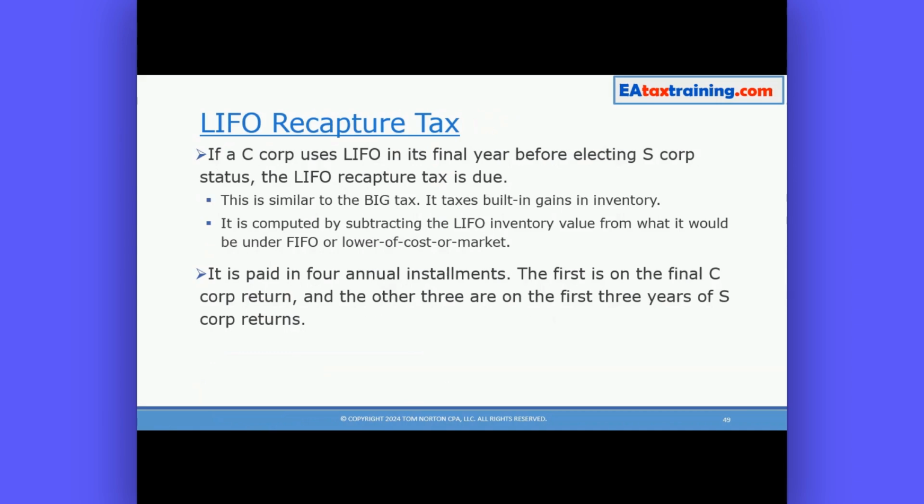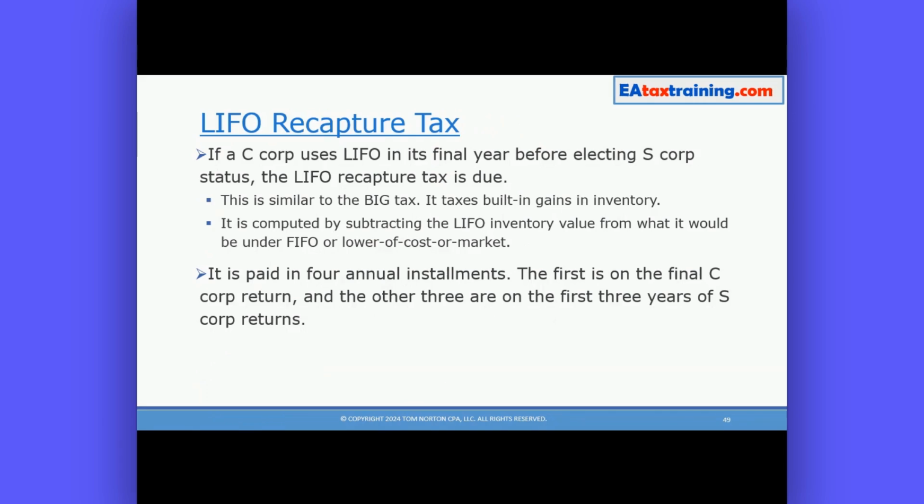LIFO recapture tax. If the C Corp uses LIFO in its final year before electing S Corp status, then the LIFO recapture tax is due. It's similar to the big tax. It taxes built-in gains in inventory. So you'll remember when we talked about the different types of inventory, LIFO gives you the largest cost of goods sold and therefore the smallest taxable income. And it also results in the lowest ending inventory value, because in times of inflation, prices are going up.